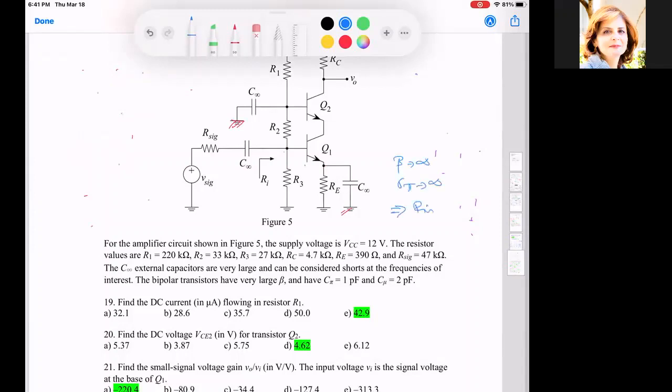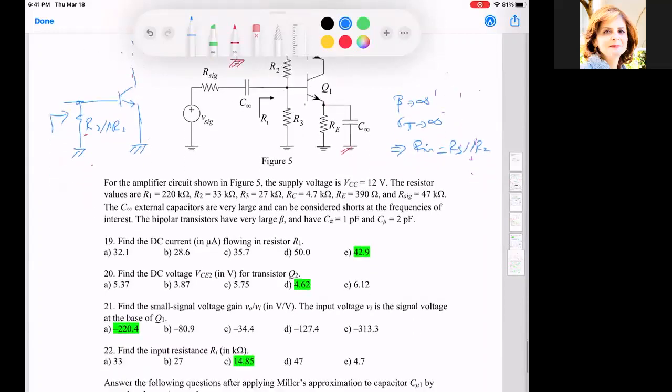Meaning the Rn, as we agreed, is going to have the R3 parallel to R2 circuit, and the rest of the circuit is going to be connected up. So looking in here, we are going to see R3 parallel to R2. Okay, according to what we explained before.